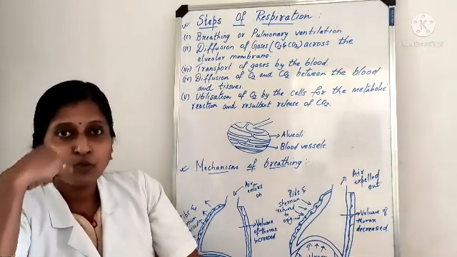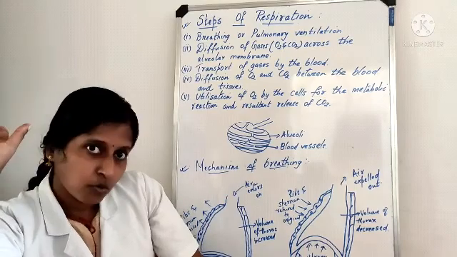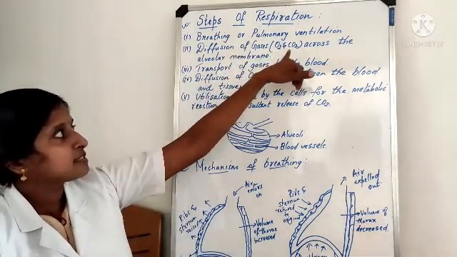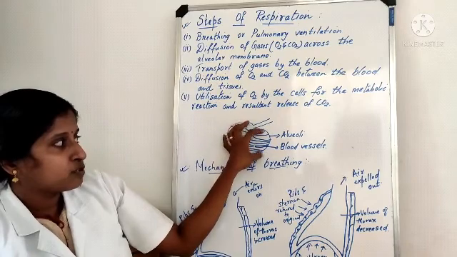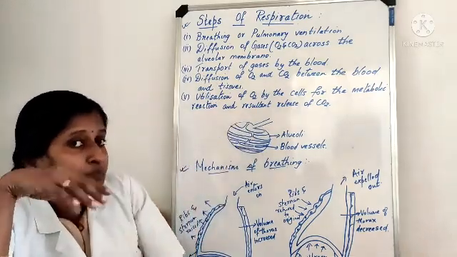Then it will come to what? The trachea, larynx. Then it will come to nostril and it will move out. Okay. So diffusion of gases is taking place in the alveolar membrane. So here you can find the diffusion of gases is taking place. Next what is happening? I told you.